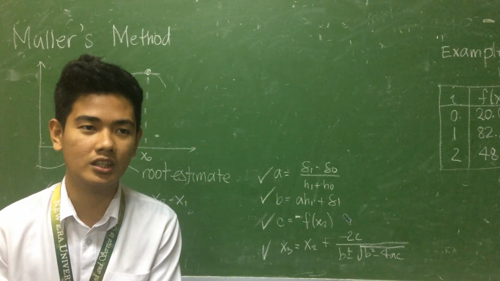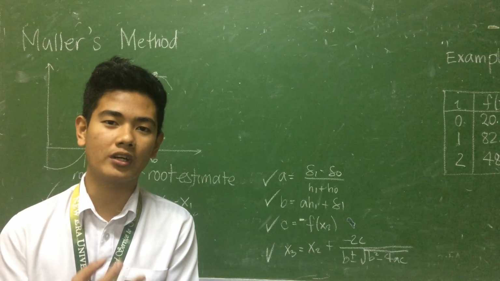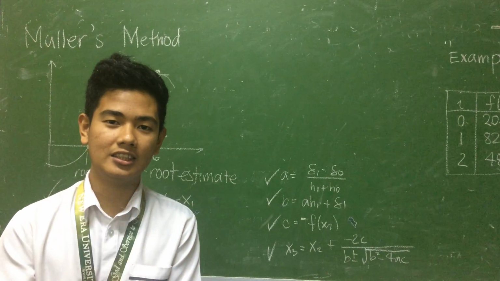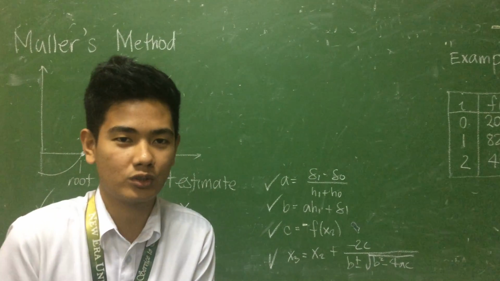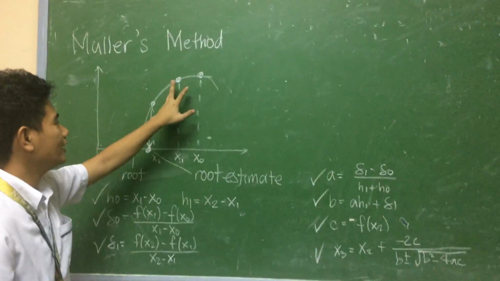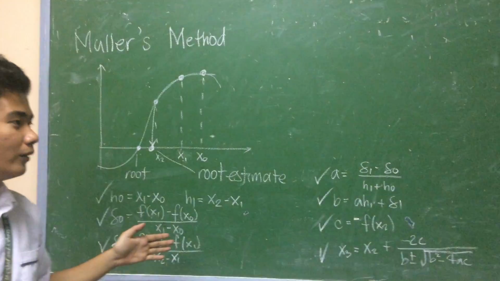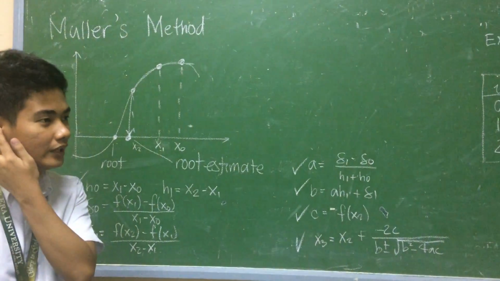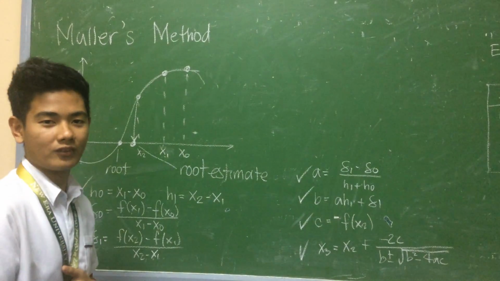Those three points will give us coefficients, and these coefficients will determine our parabola, or give the characteristics of our parabola, and this will be used in approximating our root. So if we are given three initial guesses for our parabola, we can approximate our root by finding the coefficients of the parabola. These coefficients will be evaluated so that we can get the approximate value of our root.